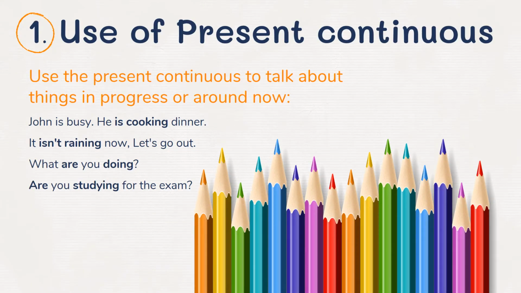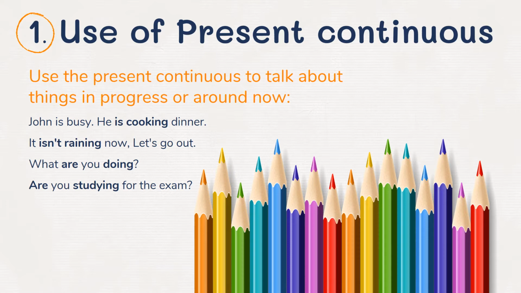Use the present continuous tense usually when we talk about things that are happening right now or around the time of speaking. Here are some examples. John is busy. He's cooking dinner. It isn't raining now. Let's go out. What are you doing? Are you studying for the exam?